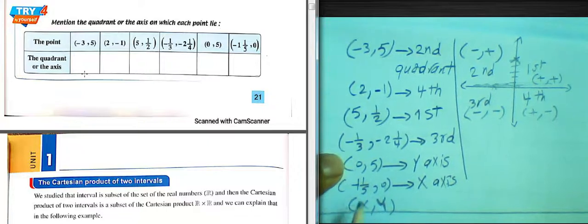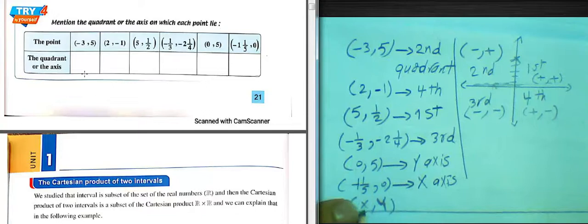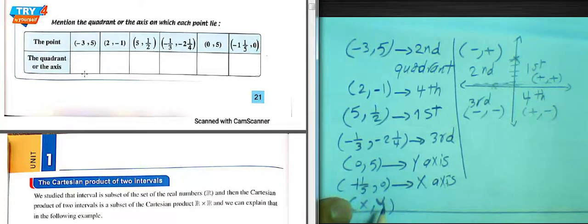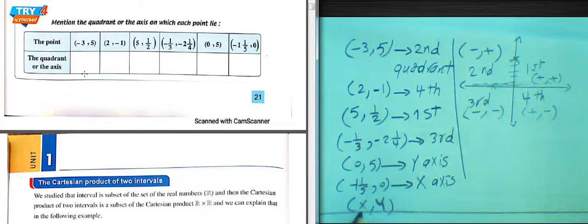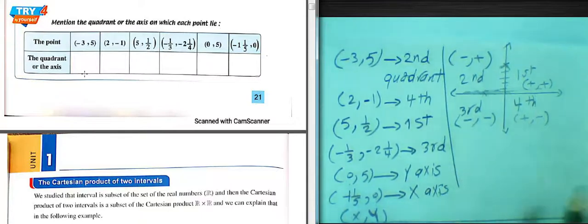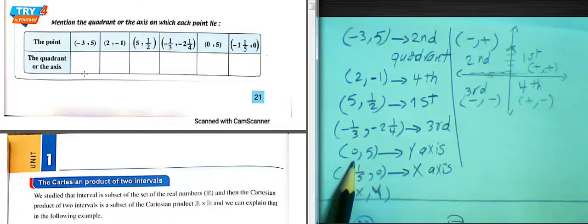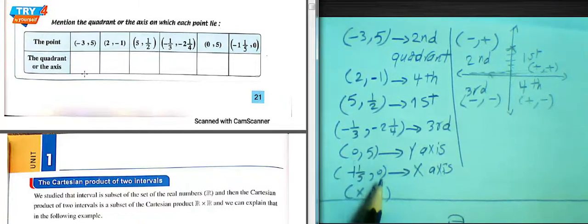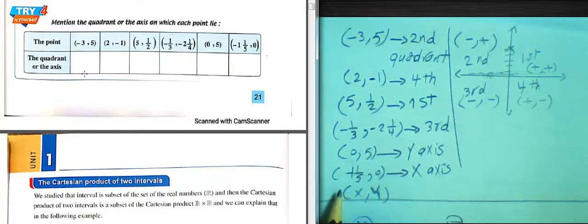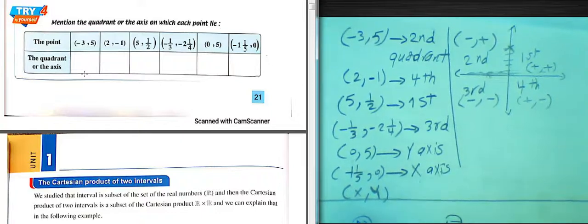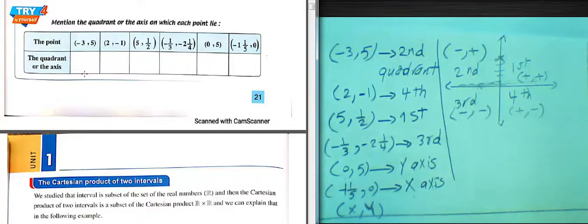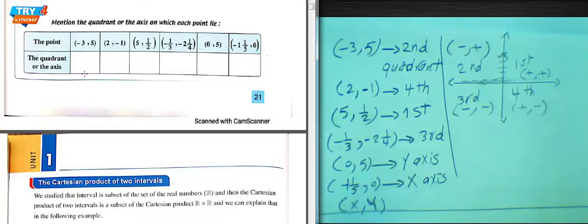Again, we have x and y. We know this point x and y. If he gives you the example 0 and 5 and wants you to represent this point in this quadrant, look at x and y. If x is 0, the point lies on the y axis. If y is 0, the point will lie on the x axis. Okay? Did you understand?